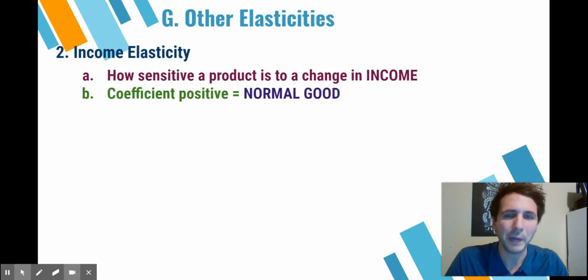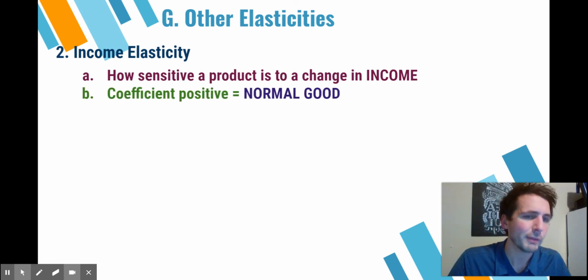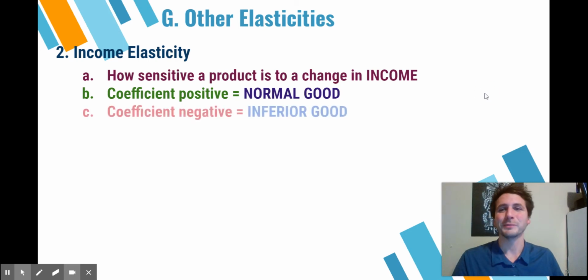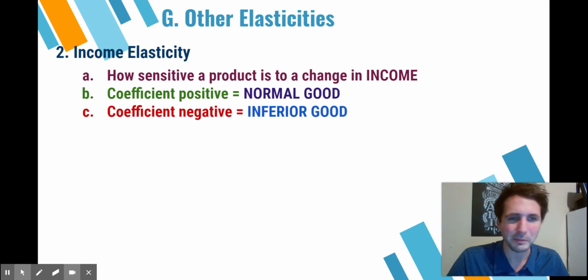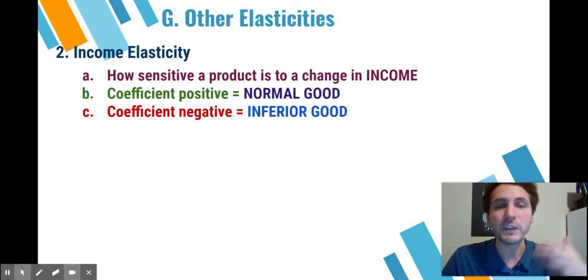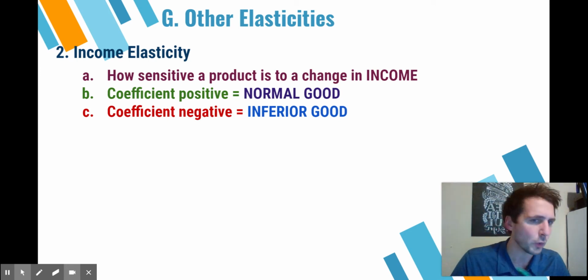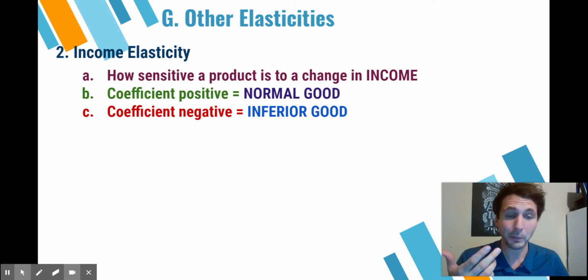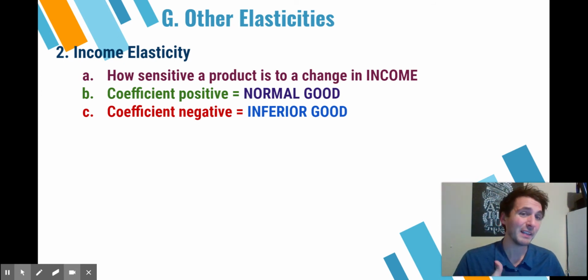So if the coefficient is positive, it's normal, right? Whenever you go to the doctor and they say everything's normal, that's a positive outcome, right? Positive, normal, normal, positive. If it's negative, it's inferior, right? It's clearly always negative to be inferior. I have a lifetime of learning that lesson. So if the coefficient is negative, it means we're talking about an inferior good. And you know what a normal and inferior good is. A normal good means when I make more money, I buy more of that product. It's normal. An inferior good is when I make more money, I buy less of that product.